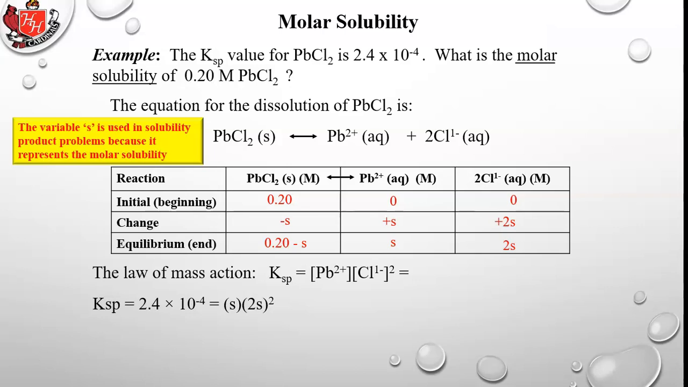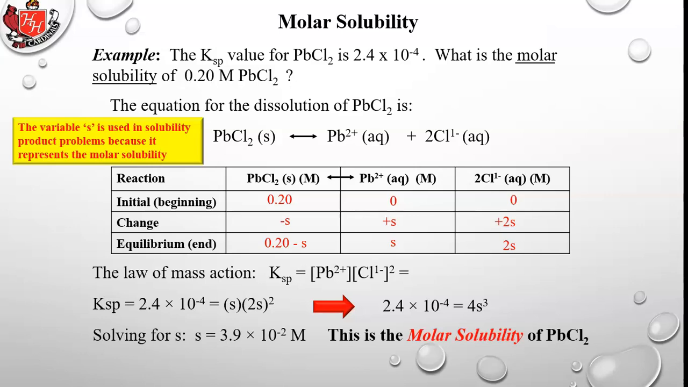And now you put in the 2S and you also square it because that's what the law of mass action says to do. So that's going to give you 2.4 times 10 to the negative fourth equals 4S to the third. S times S squared is S to the third. And solving for S, you divide by 4, and then you've got to take the cube root, and I'll show you how to do that on the calculator. You get S equals 3.9 times 10 to the minus 2. This is the molar solubility. So the S value is the molar solubility of PbCl2.